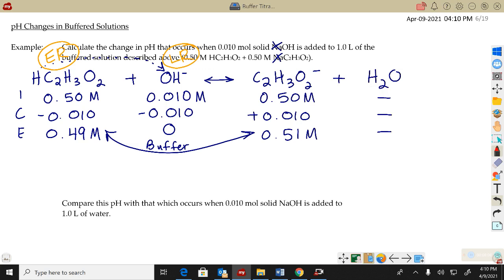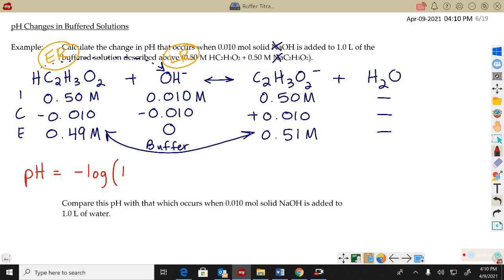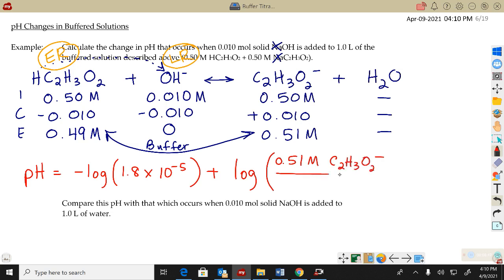But all I have to do now is plug it into the Henderson-Hasselbalch equation. pH equals the opposite log of the Ka, or pKa, which they gave us back in this earlier question. The Ka was 1.8 times 10 to the negative fifth. That'll be the same, plus the log of this ratio. It's always charged over neutral. So the charged ion is 0.51 molar acetate ion, all over 0.49 molar weak acid, C2H3O2H.